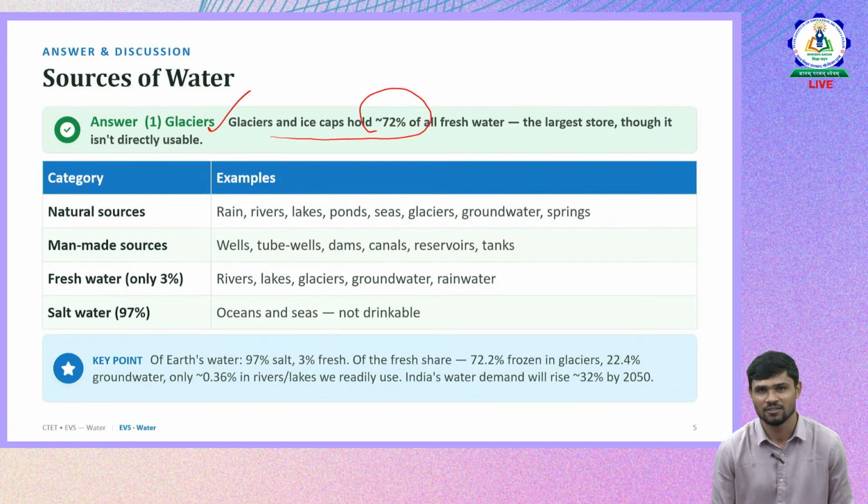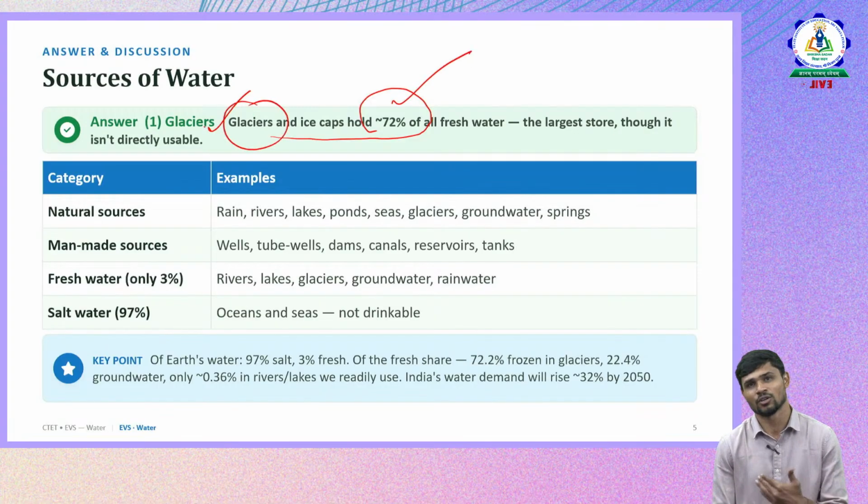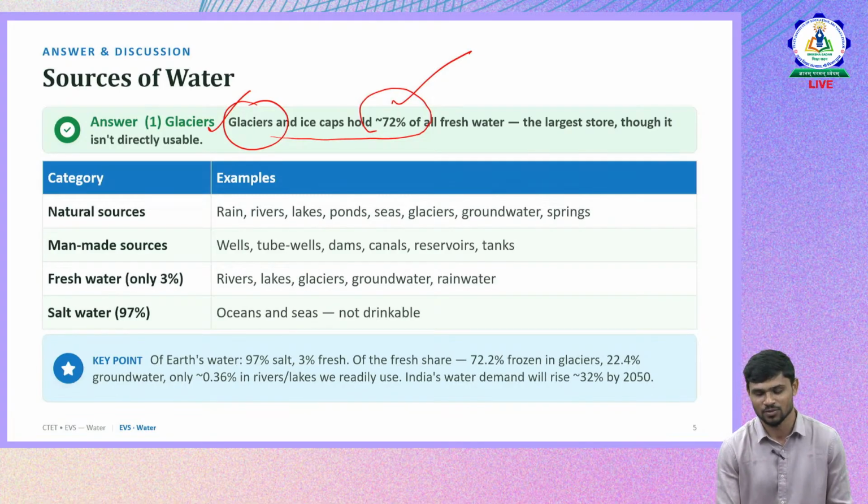Out of 100% of fresh water, 72% of the fresh water is present in glaciers only. The rest of it is in different freshwater rivers, ponds and all that. Okay, that is very minimal, but majorly 72% is in glaciers. These are the largest source of fresh water.